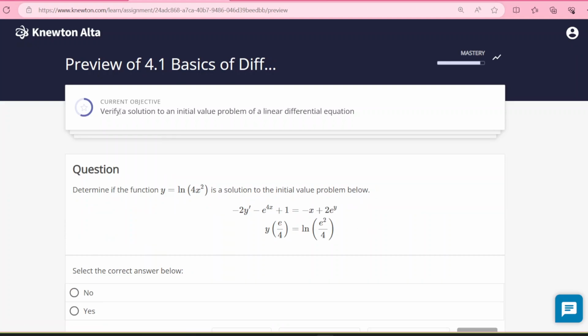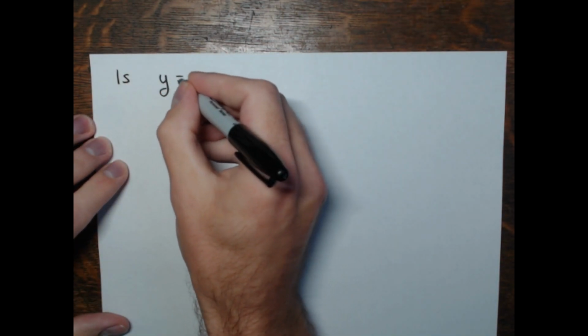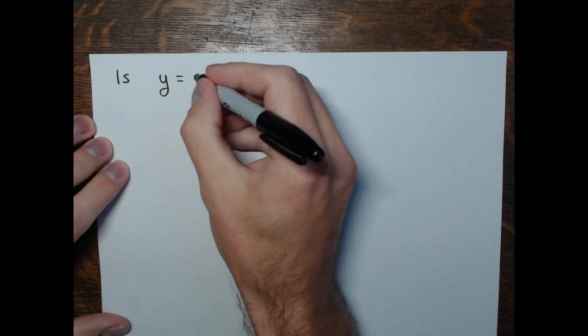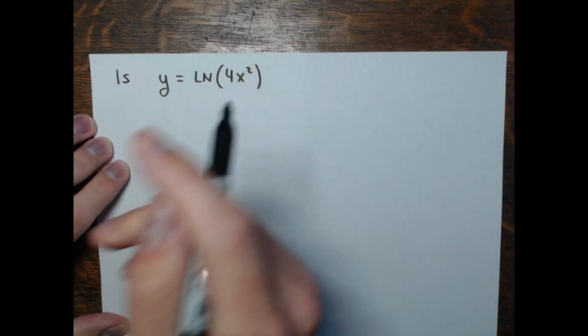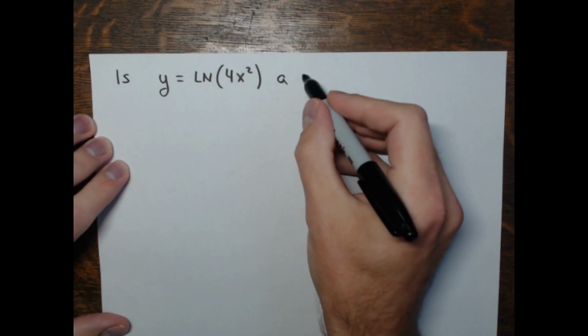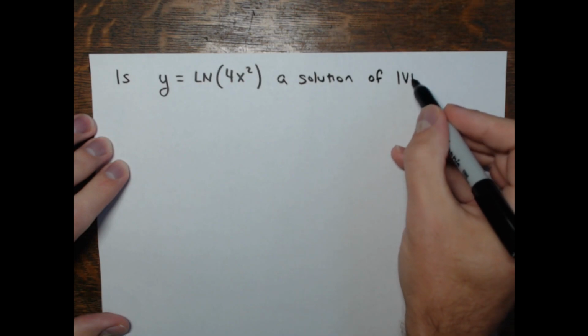So another one where we're asked to verify, or that's the only objective left. So I feel like this is going to be it here. Verify the solution to an initial value problem. So just like the last example and several others we've seen. So is the following function, y equals the natural log of 4x squared, is this a solution of the following initial value problem?